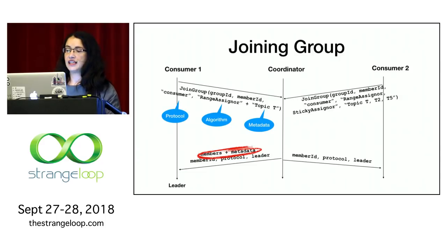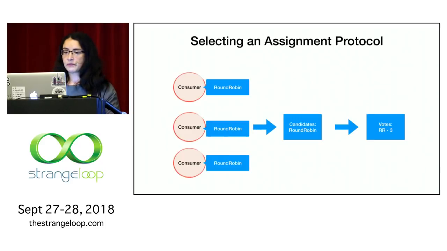Now, about electing the assignment process, why this is really important. Everyone can specify a list of assignment processes in an order that they care about. And this is the way it works. So everyone says, hey, I'm round robin, I want to read round robin. And then the coordinator looks at all the protocols that everyone wants to talk in and says, okay, everyone agrees that they want to do round robin, so this is our candidate. And because it's the only candidate, it gets all the votes, so everyone is going to talk round robin.